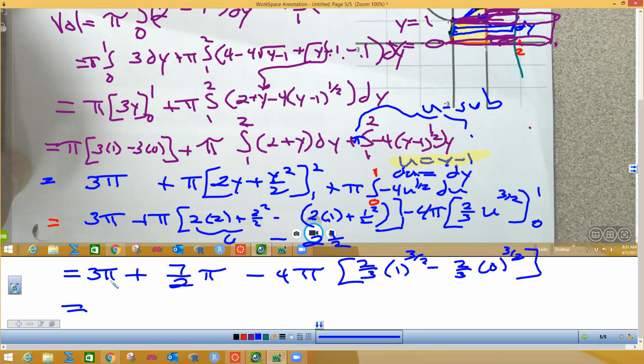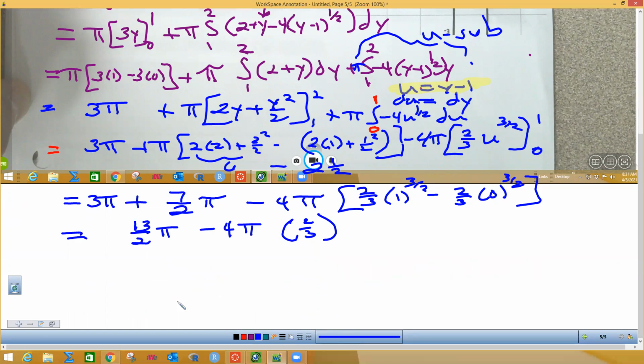Okay, so over here, let's see, that'd be 6 halves, right? So 6 and 7 is 13 halves pi, if I add these two like terms together. Minus 4 pi. Now 1 to any power is what? 1, and 1 times 2/3 is 2/3. And 0 to that power is 0, and 0 times anything is 0, so we got this puppy right here. So we got 13 halves pi minus 8/3 pi.